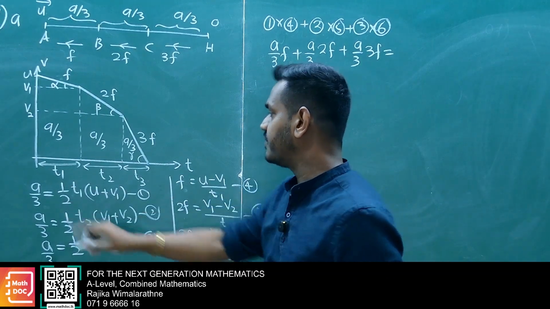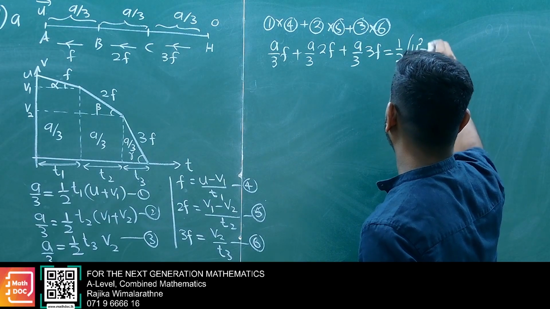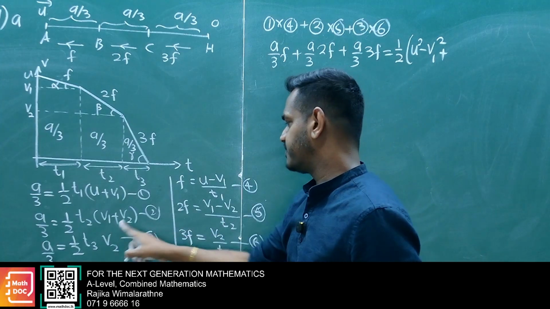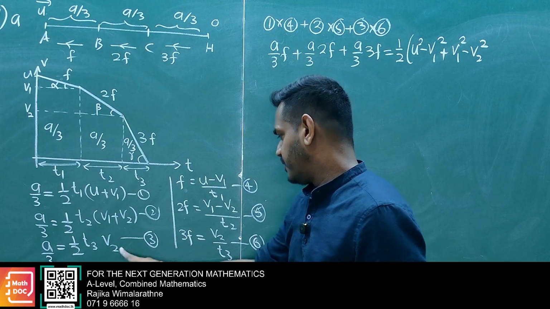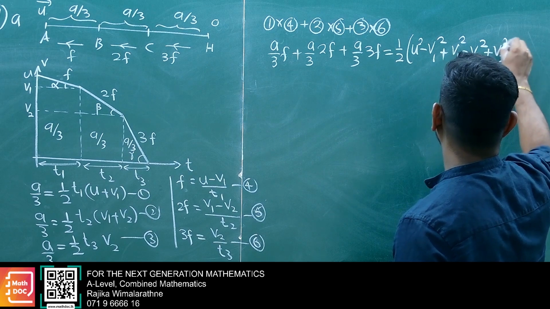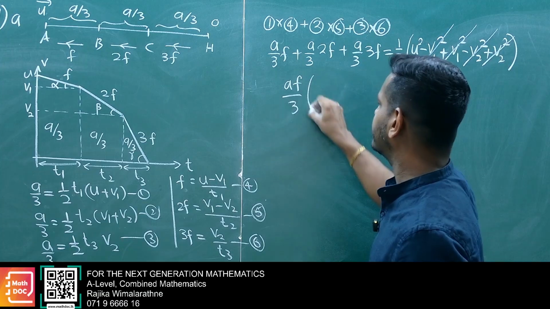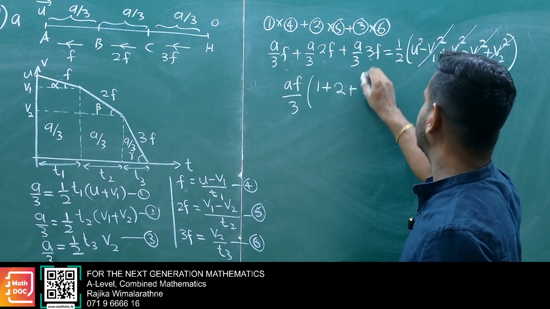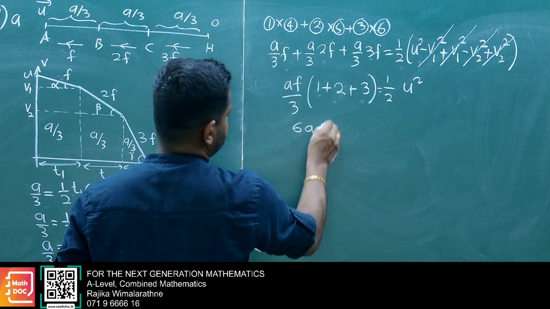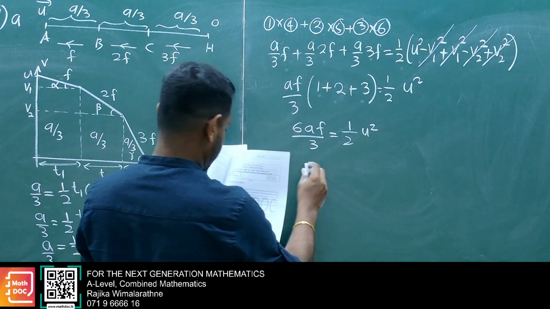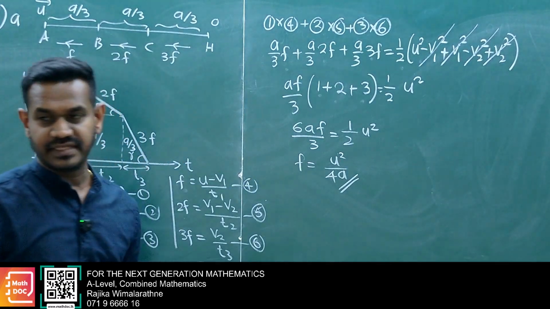Here cancel T1, half common. Here difference of two squares, U square minus V1 square. Again difference of two squares, V1 square minus V2 square. When you multiply these, you get V2 squared. Okay, now simplify. V1, V2 cancel. Then AF divided by 3 common. Here 1, here 2, and here 3, equals 1 over 2 U squared. Then 6AF divided by 3 equals 1 over 2 U square. You make F the subject: F equals U square divided by 4A. That is the best simplification.